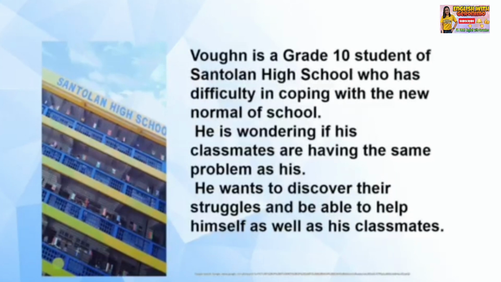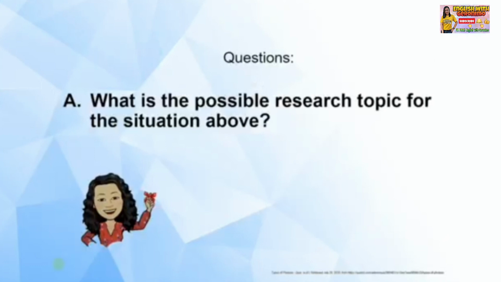Vaughn is a grade 10 student of Santolan High School who has difficulty in coping up with schooling in the new normal. He is wondering if his classmates are having the same problem as his. He wants to discover their struggles and be able to help himself as well as his classmates. What is the possible research topic for the situation above?